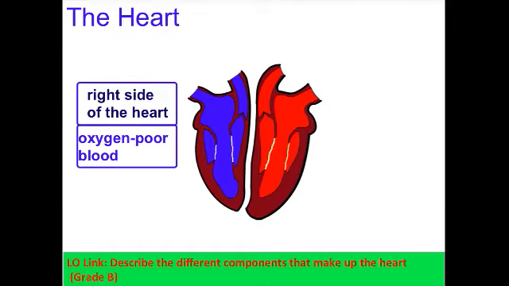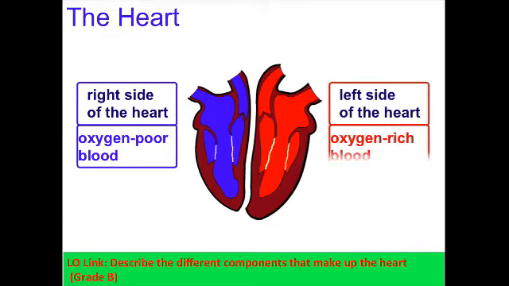The right side of the heart carries oxygen-poor blood. We call this deoxygenated blood. And the left side contains oxygen-rich blood. Now, the reason that it is the opposite, left and right, to what you would be used to, is because you're looking at the heart on a person. So imagine that you're looking at a friend's heart. Okay, so you're facing them and you're looking at their heart. The right side would be the opposite way around, your right.